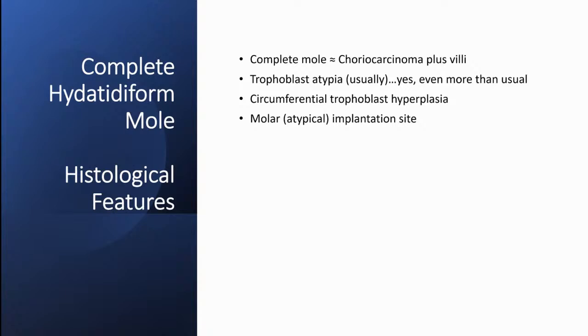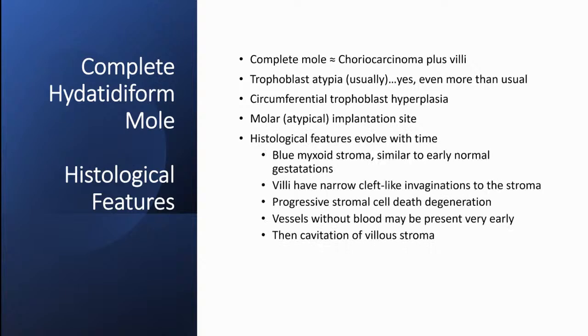There's circumferential trophoblast hyperplasia, proliferation that's unregulated in a spatial sense. There's molar implantation site, and I'll illustrate that, but think atypia. Again, the trophoblasts look atypical. And these features evolve over time. The villi start off with a myxoid stroma, very similar to what we see in really, really early normal gestations.